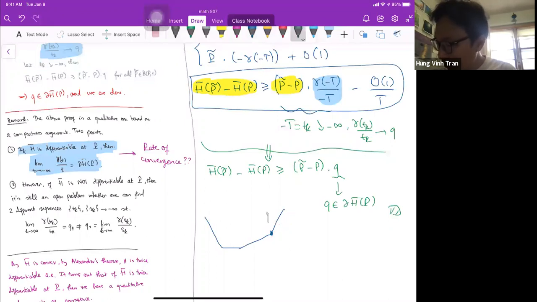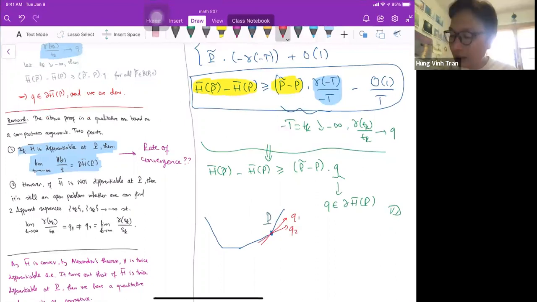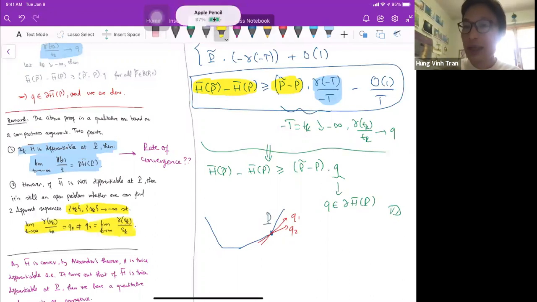This is going to be capital P, and you have two rotation vectors Q1 and Q2. And the question is, can you find an example and two different sequences that converge to two different rotation vectors? So that's open.